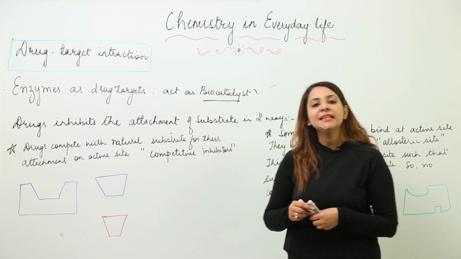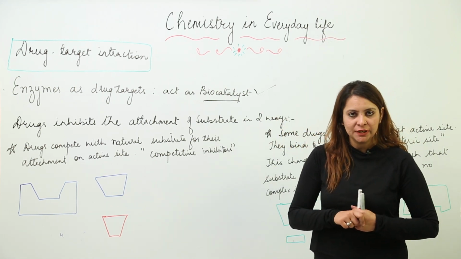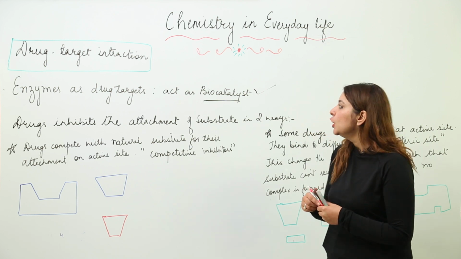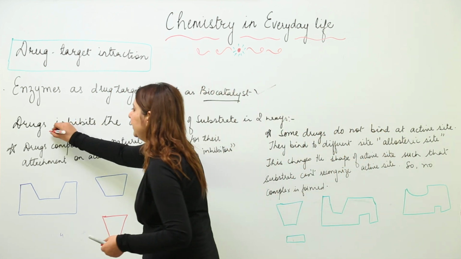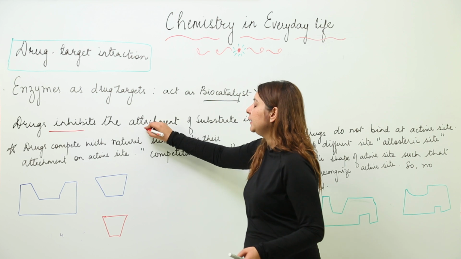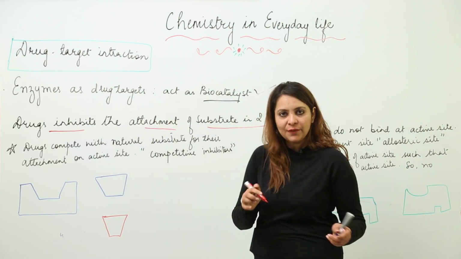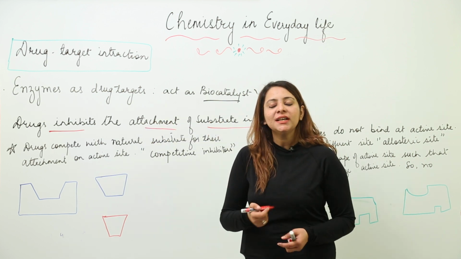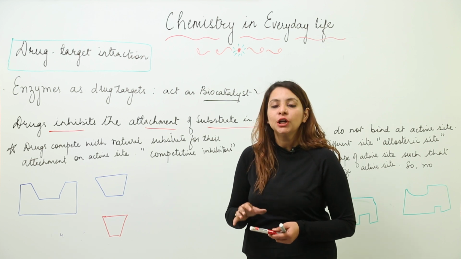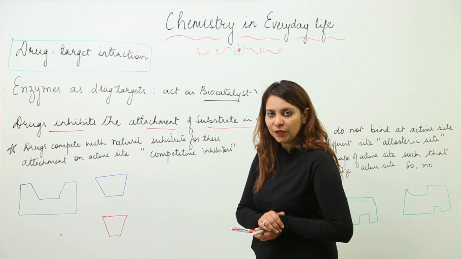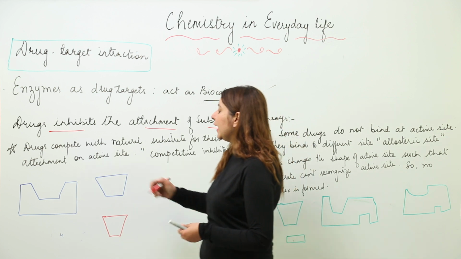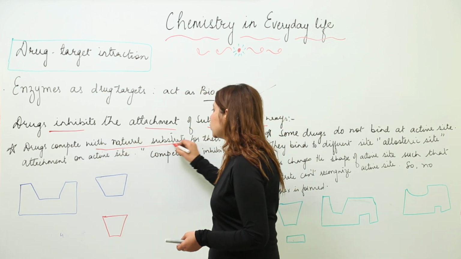Now we are going to see how the drugs actually inhibit the function of enzymes. So how can they inhibit the function? They can inhibit the attachment of the substrate. We have just noticed that they can block the binding site. So how they can block the binding site, we are going to discuss here. They can compete with the natural substrate.